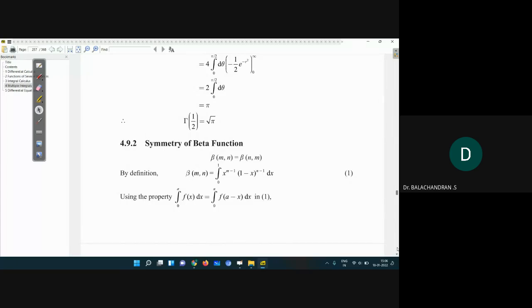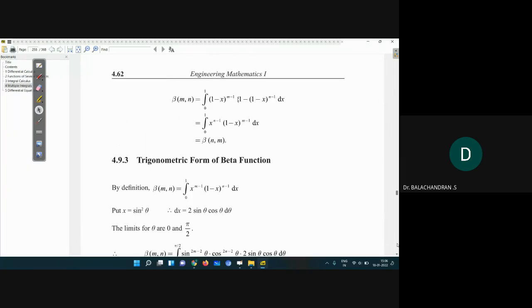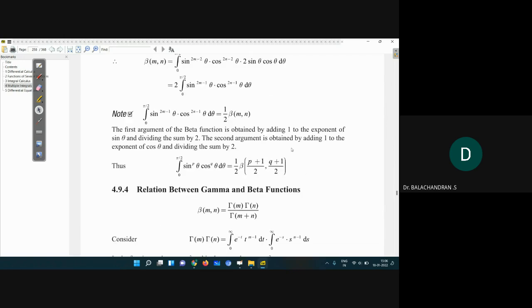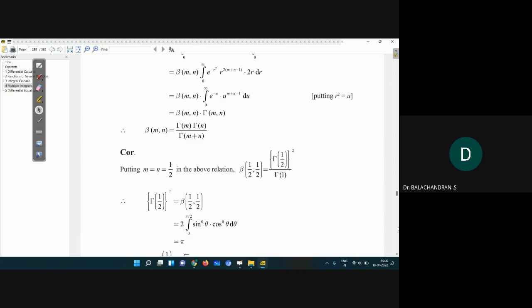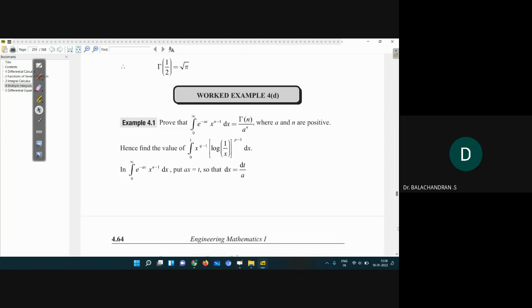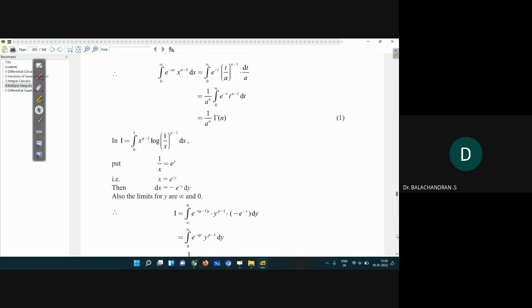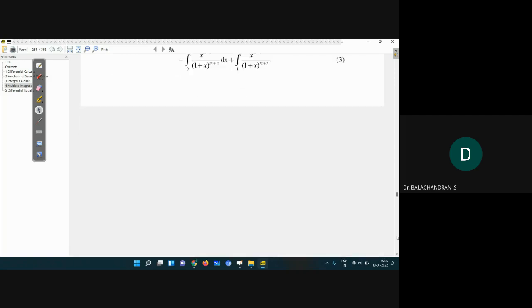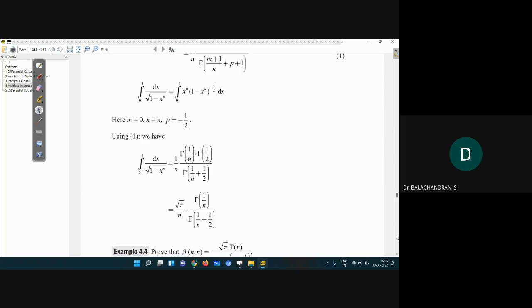This is a symmetric form of the beta function. Here this is the trigonometric form: beta of m comma n equals twice the integral from 0 to pi by 2. Then the relationship between beta and gamma function, and then the example problems. Please first work out the example problems in beta gamma functions.